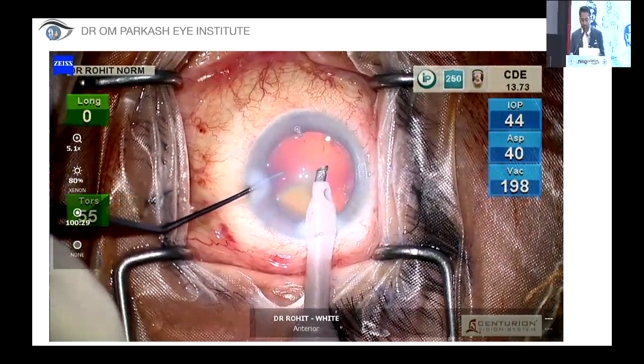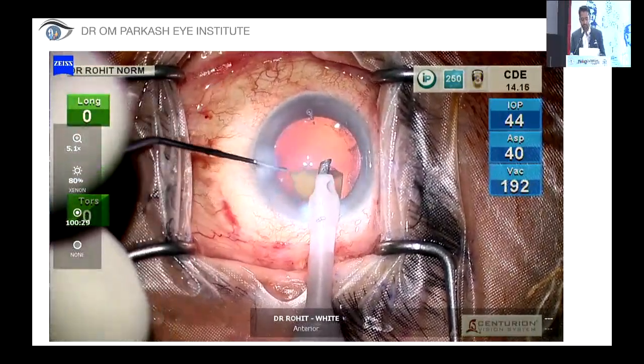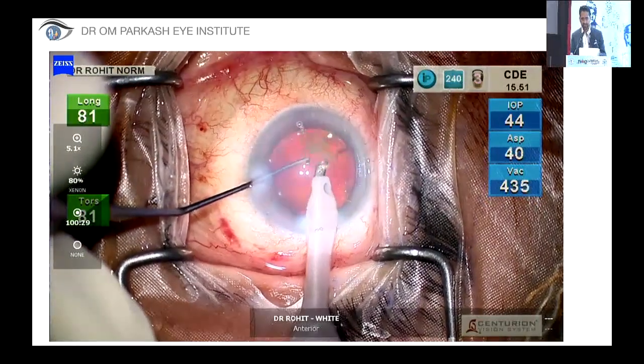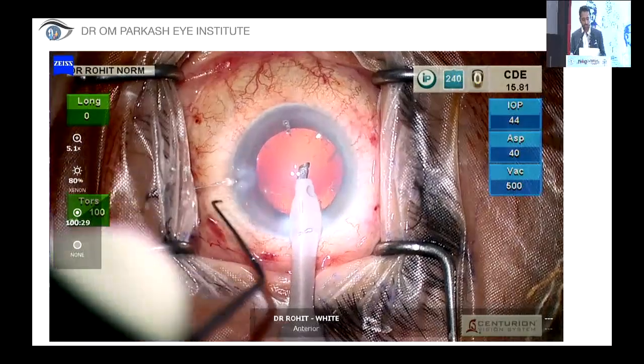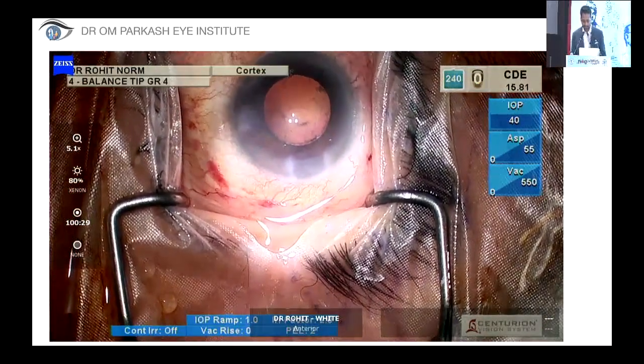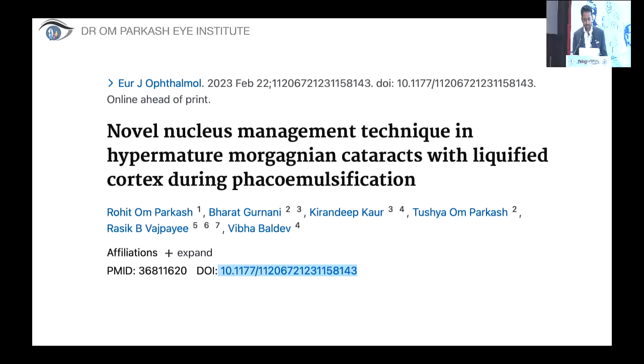And you can also do an IOL scaffold before taking out the last piece, because in these cases you have vitreous syneresis, there is PC flutter, so you can do that also. So it becomes really easy, and the case is completed. We published this nucleus management technique last year as well.